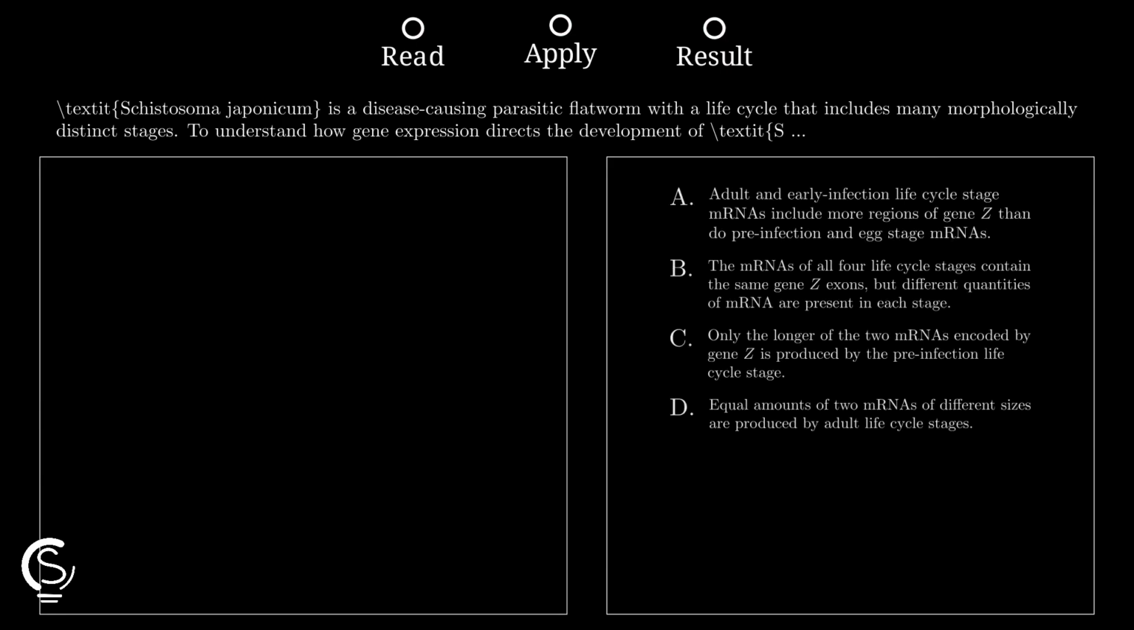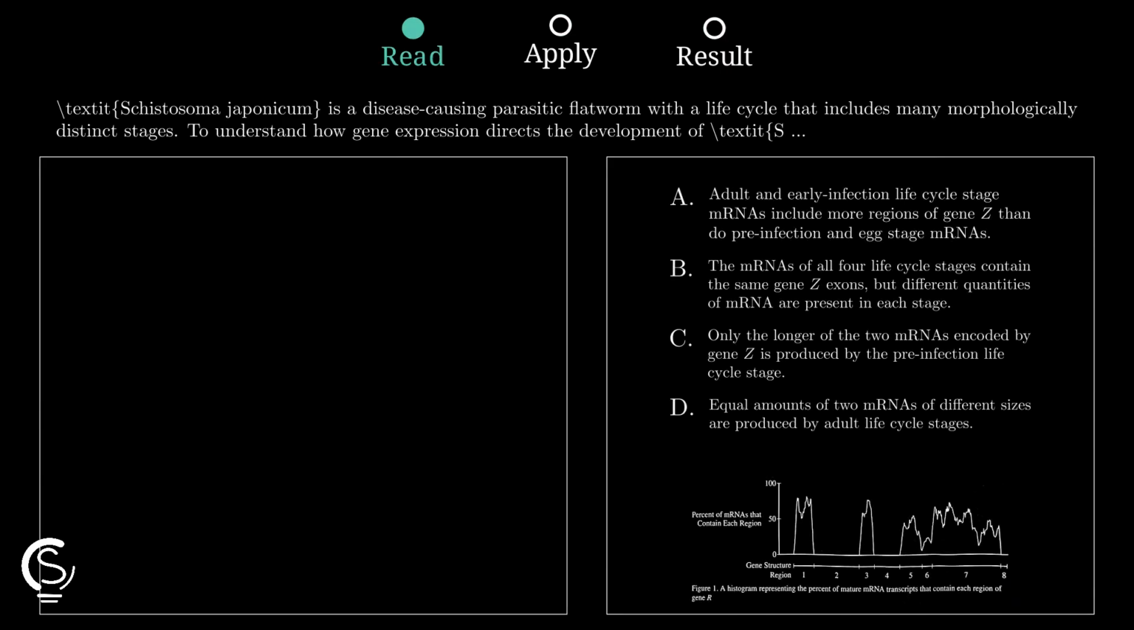Look closely at Figure 2 to see the results of the gel electrophoresis. You will notice two distinct bands appearing in the adult stage column for gene Z transcripts right now. The legend explains that these bands represent mature mRNAs of different lengths.